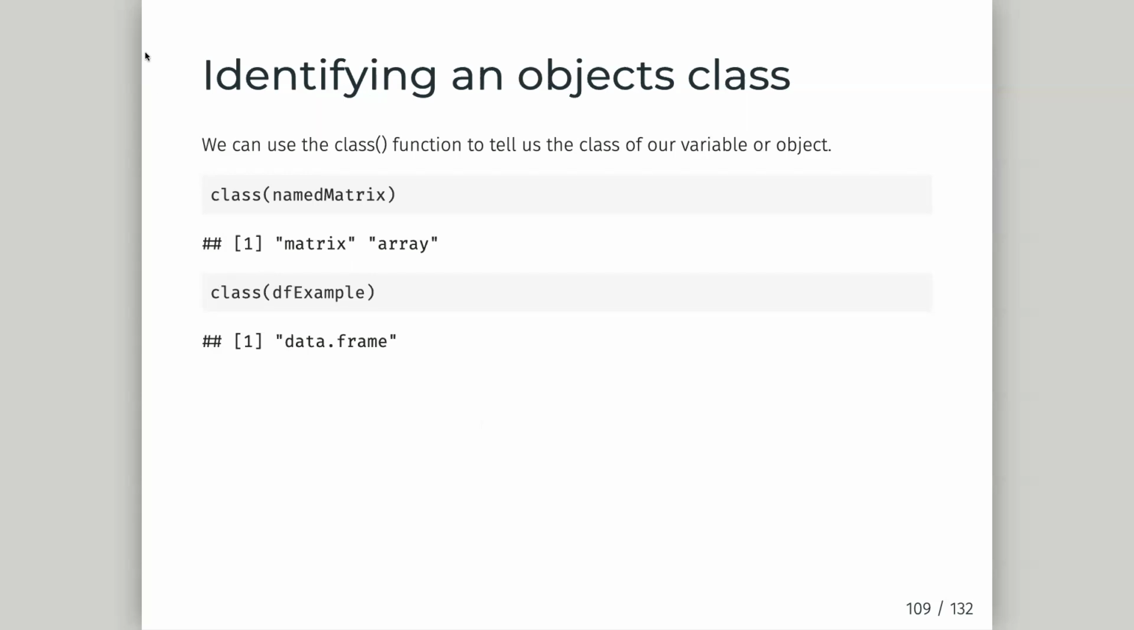Sometimes, hopefully you know what objects you've created. But sometimes, when you're getting scripts of other people or functions returning objects to you, you're not entirely sure what they are. So we can actually use this class function to tell us what our object is. Most commonly, you may not know the difference between a data frame and a matrix. Right? They look reasonably similar. So in this case, we can just do class on our named matrix from earlier. It's going to tell us it's a matrix. It also tells us it's an array, but we can just worry about that first one. If I do class on my data frame, it's going to tell me it's a data frame.